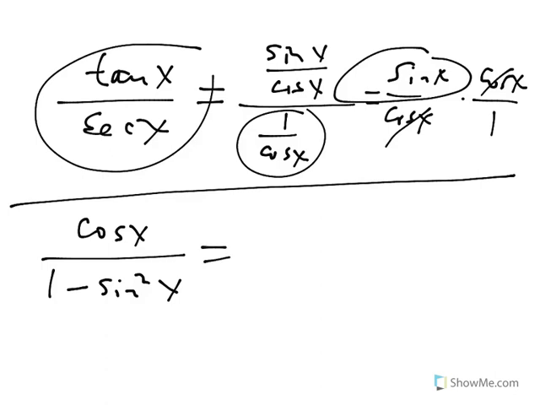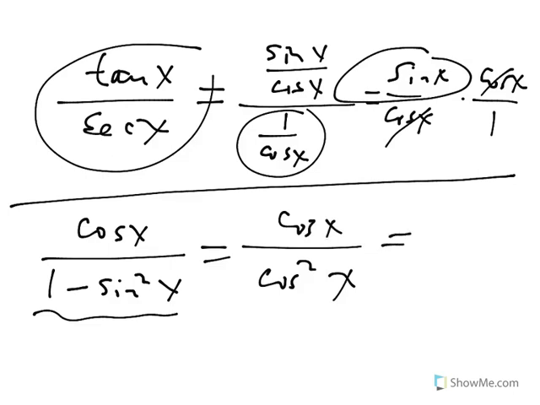So right here, I have the opportunity to replace that with cosine squared. Then I can cancel out one of these cosine x's with one of these. I get 1 over cosine x, and there's an identity that says that secant is 1 over cosine x.